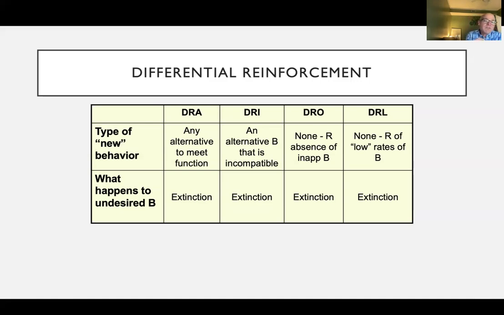What's the difference? Differential reinforcement of alternative means any alternative behavior can be reinforced. The DRI means that I'm training them to an alternative behavior that's incompatible with the negative behavior. That's the example I gave before, where the dog jumps up. If I want them not to jump up, I teach them to sit. You can't jump and sit at the same time, that kind of situation. And differential reinforcement of other means the reinforcement is given in the absence of an inappropriate behavior. So as long as they're doing anything else, but not the behavior, they can get the reward.